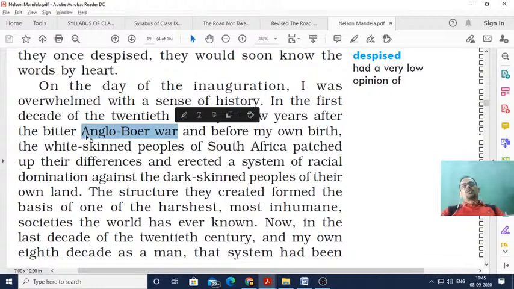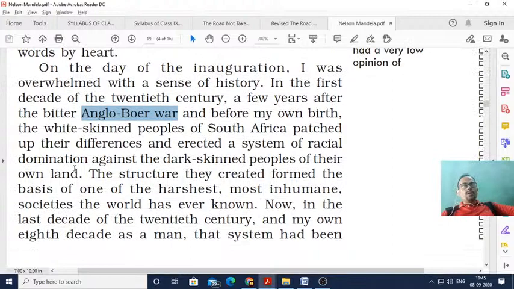Okay. This is the Anglo-Boer War. The war was fought between the British and the Boer community of Africa. So after the Anglo-Boer War and before the birth of Nelson Mandela, what happened? The white-skinned peoples of South Africa erected a system of racial dominion. Okay, what kind of racial domination? This is what is called apartheid.